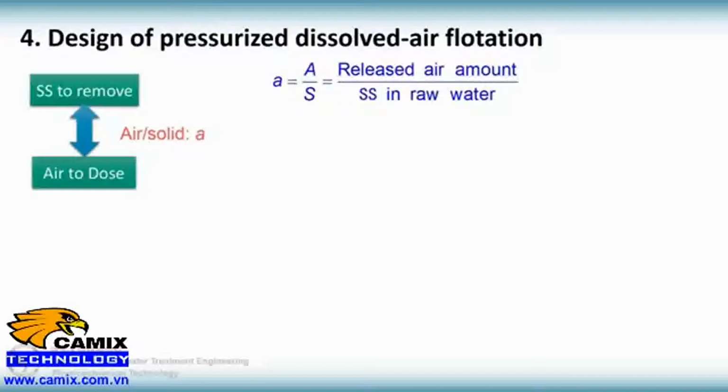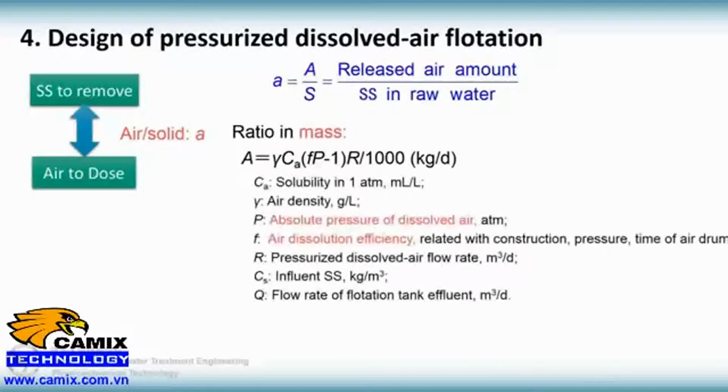When mass ratio is employed, the total air amount could be calculated by this equation. Here we should notice that P is the absolute pressure of dissolved air and F is the air dissolution efficiency. It is related to the form of the pressured air tank and other conditions. Fp-1 represents the amount of air released from water when the pressure decreased from P to atmosphere pressure.